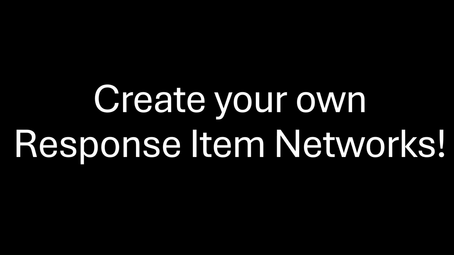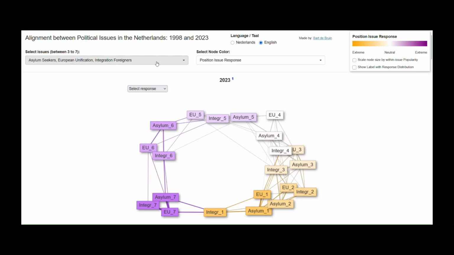Wrapping up, we hope that this video helped you to better understand the different forms of polarization and how you can analyze them using response item networks. What will follow now is a short introduction into how you can start to analyze polarization in the Netherlands yourself. We built an online application where you can create response networks yourself based on all the data of the Dutch elections between 1998 and 2023. Try it out now.